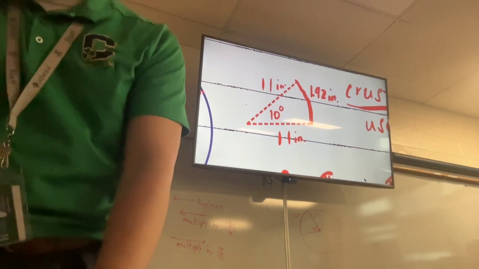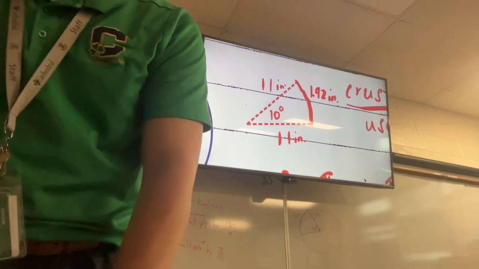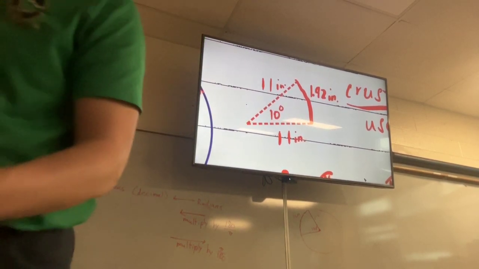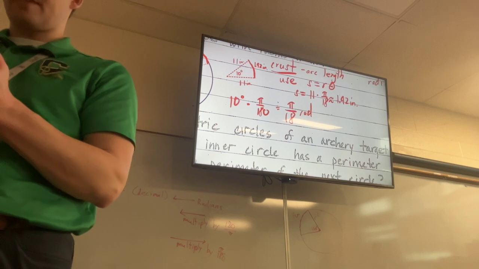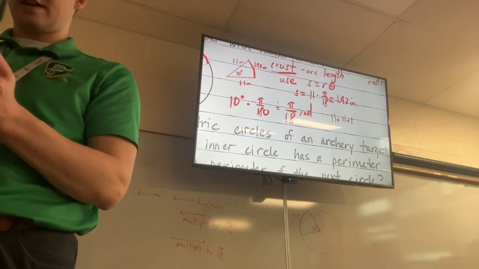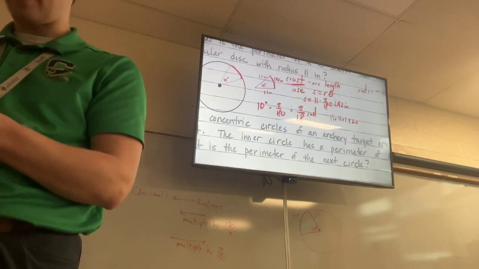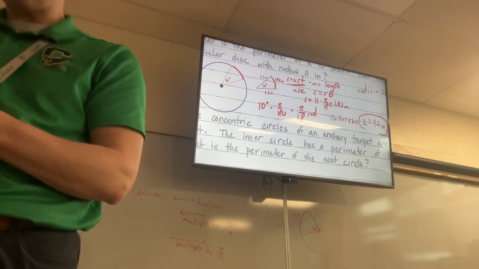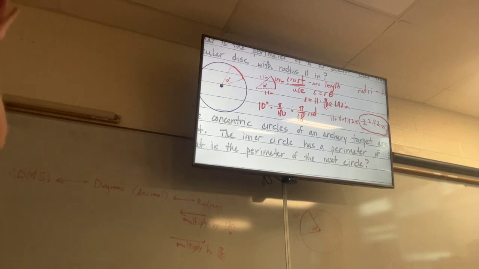Adding those all up, we get the perimeter. 11 plus 11 plus 1.92. So totaling it all up, we get 11 plus 11 plus 1.92, which is 23.92 inches. We follow that? So we just had to add up the two radii plus the crust, the arc length.